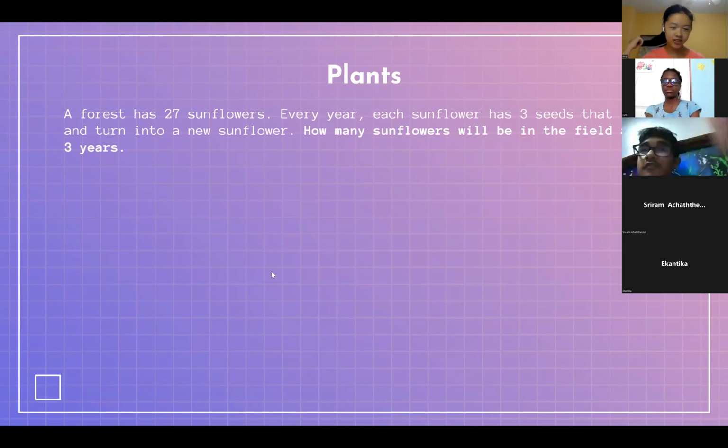So let's do a thing with sunflowers. Let's say a forest has 27 sunflowers. Every year, each sunflower has 3 seeds that fall and turn into a new sunflower. So how many sunflowers would be in the field after 3 years?